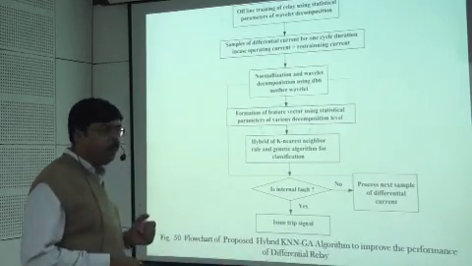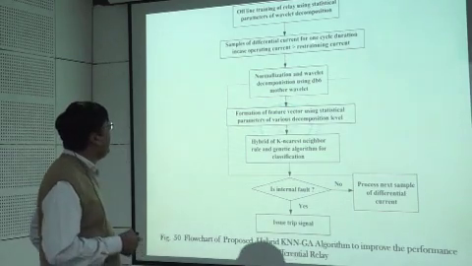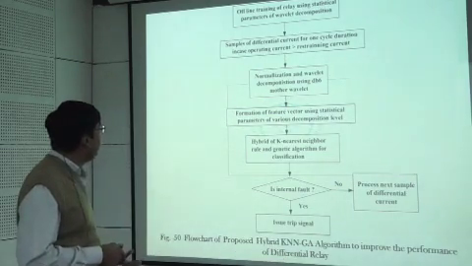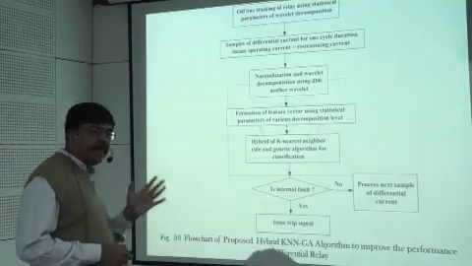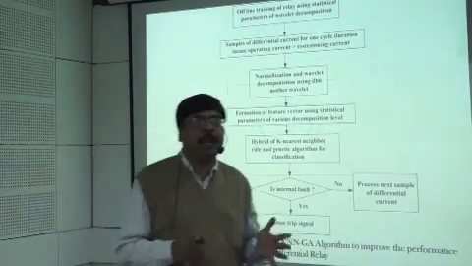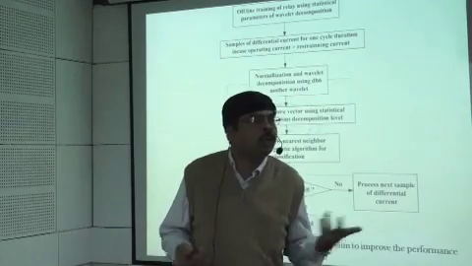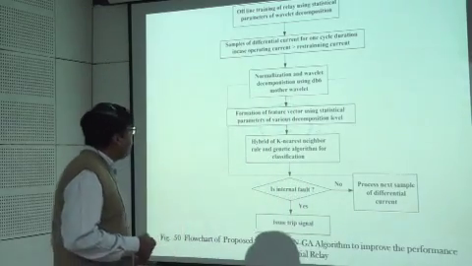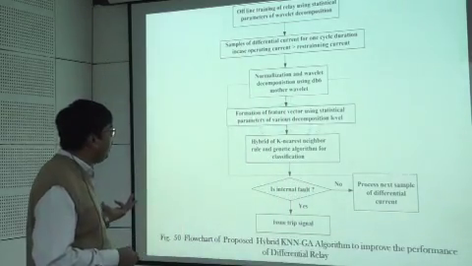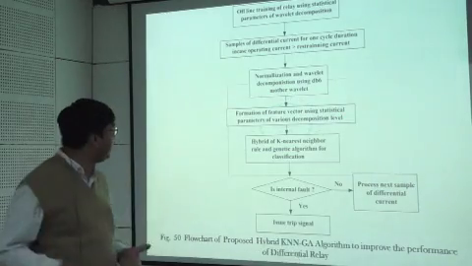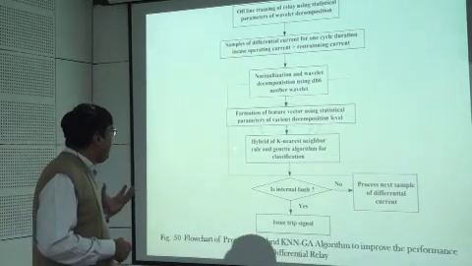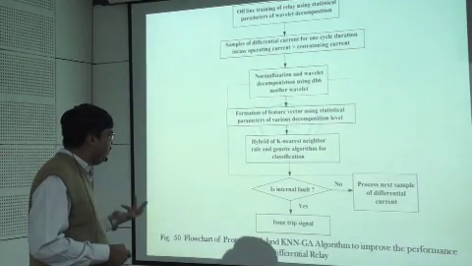This is a flowchart of the proposed algorithm. First of all, we will have the offline training of the relay using statistical parameters. Then we sample the differential current, and in the case when operating is more than restraining, we proceed. If operating is less than restraining, we need not bother. Then normalization and wavelet decomposition, and formation of the feature vector using those 8 statistical features. Then we use the hybrid k-nearest neighbor and genetic algorithm for classification.